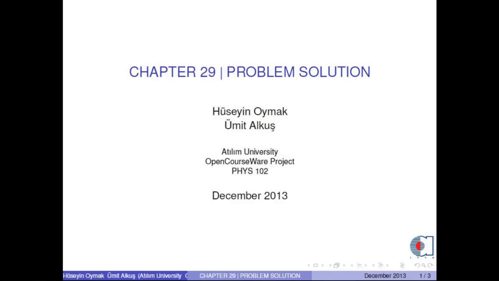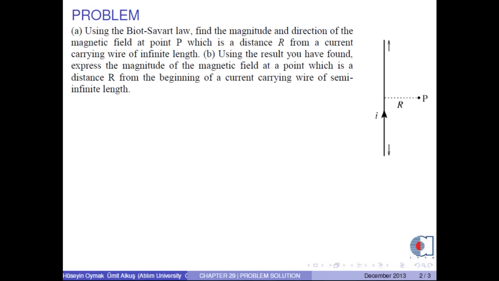In this video, we will solve one problem in chapter 29. A. Using the Biot-Savart law, find the magnitude and direction of the magnetic field at point P, which is a distance r from a current-carrying wire of infinite length.